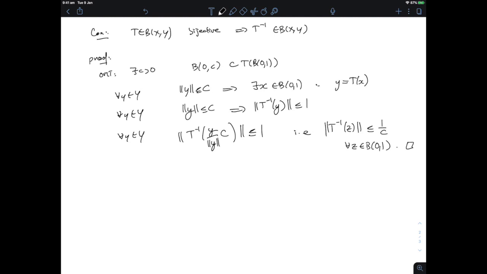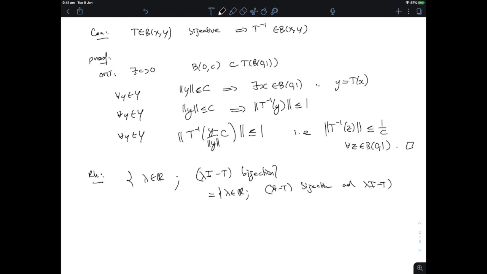Okay, so that's very handy because you should remark that it tells us something about the spectrum of operators. Right? When we talked about spectrum in the context of Hilbert spaces, we looked at the set of all lambdas in R such that lambda times identity minus T is a bijection. And now we have, thanks to the open mapping theorem, the fact that asking for that is exactly the same thing as asking for lambda identity minus T to be a bijection and the inverse being bounded.